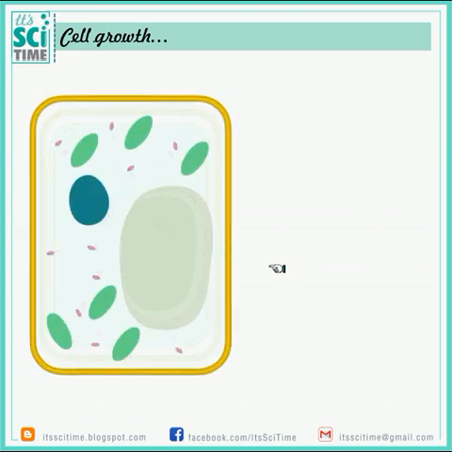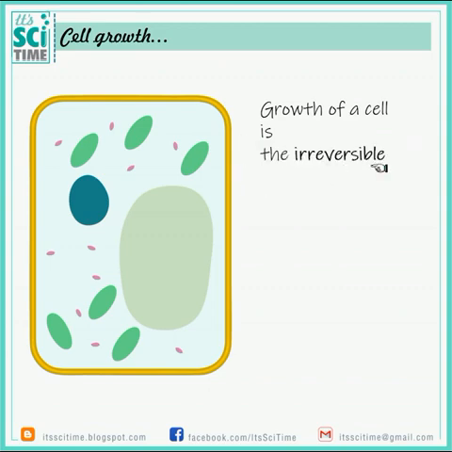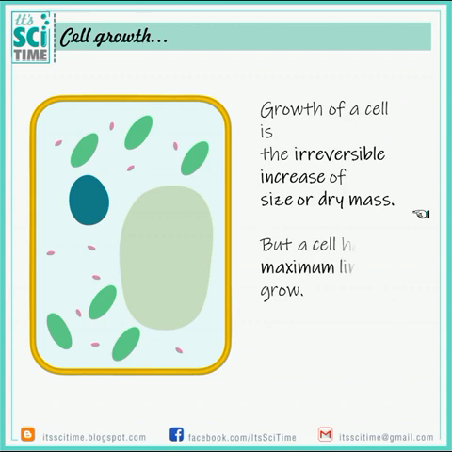This process is irreversible, and during the process its dry mass increases. Not only the size, its dry mass increases. So what is cell growth? Growth of a cell is the irreversible increase of size or dry mass. But there is a limit to this cell growth, a maximum limit.